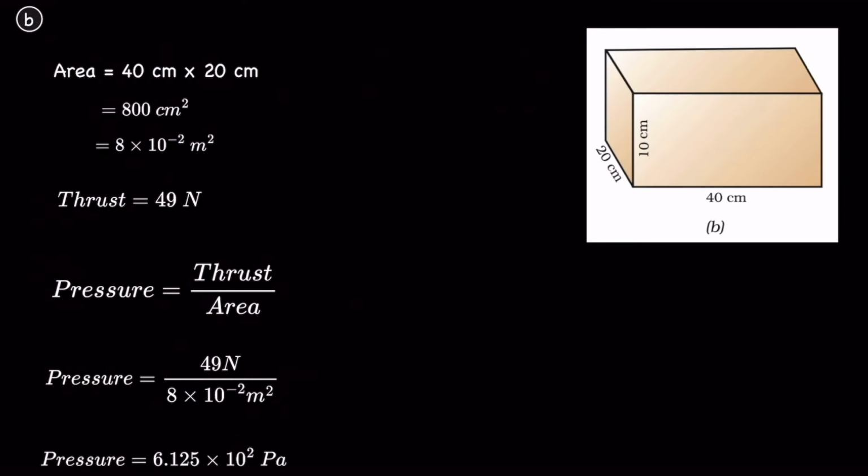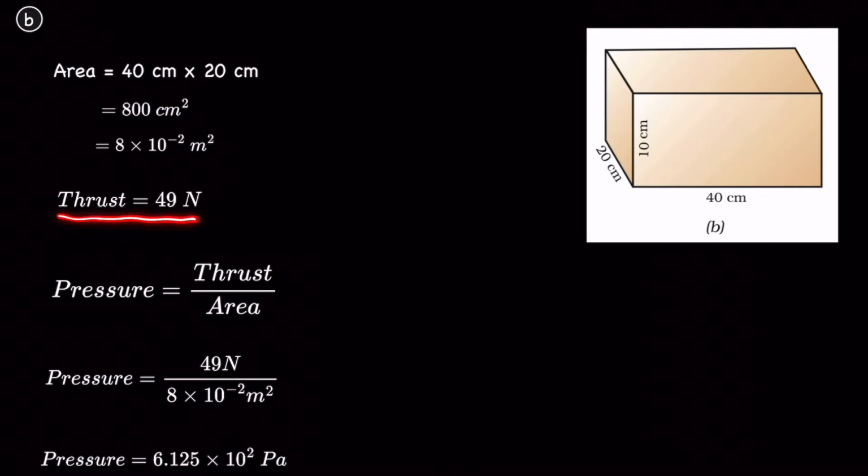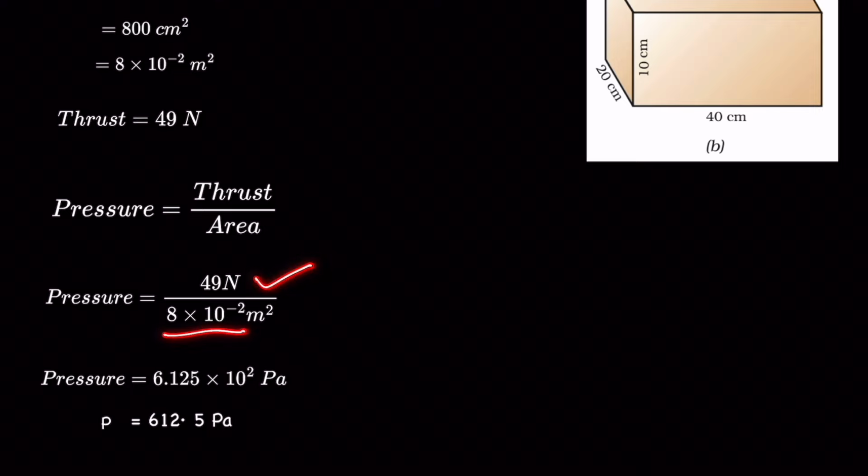In the second case, our dimension is 40 into 20. So its area will be 800 centimeters square. It is equal to 8 into 10 to the power minus 2 meters square, because SI unit we always consider. And thrust is the same. It's 49 Newton because mass is not changing and acceleration due to gravity is constant. So if you use the pressure formula, P is equal to thrust by area. Thrust is 49 Newton. Area is 8 into 10 to the power minus 2. So from there, pressure is equal to 612.5 Pascal. So this is the answer of this question.